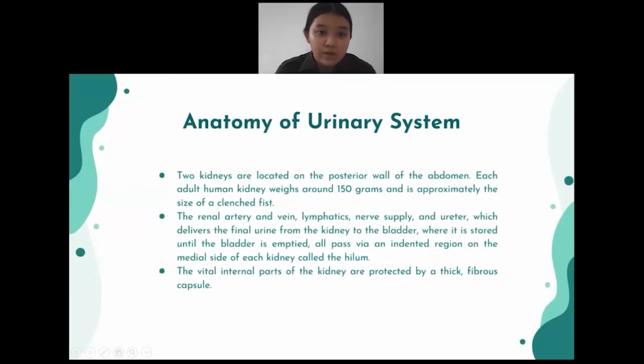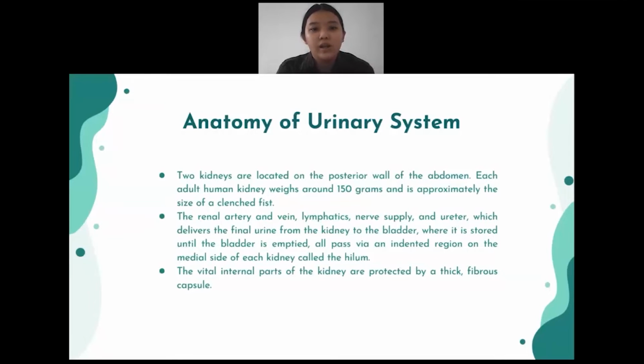Today I will be discussing the anatomy of the urinary system. We have two kidneys located at the posterior wall of the abdomen, or retroperitoneal. Each adult human kidney weighs about 150 grams and is approximately the size of a clenched fist. There are also the renal artery and vein, lymphatics, nerve supply, and the ureter, which delivers the final urine from the kidney to the bladder.